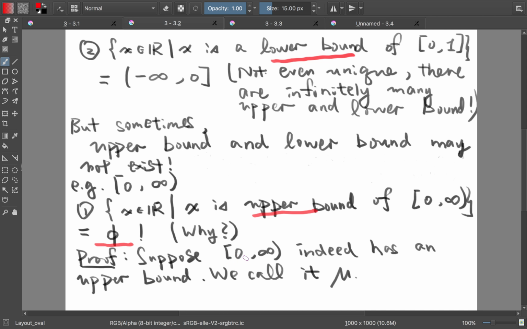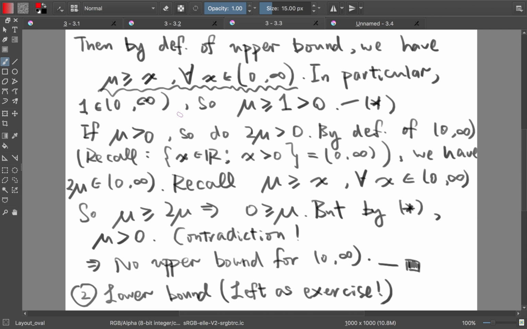Well, suppose such an interval has an upper bound, and we call it mu. From the definition of upper bound, we have that mu is greater than or equal to x for all x inside the interval. In particular, 1 lies inside the interval. So we have mu greater than or equal to 1, which is greater than 0. And we call this statement star first.